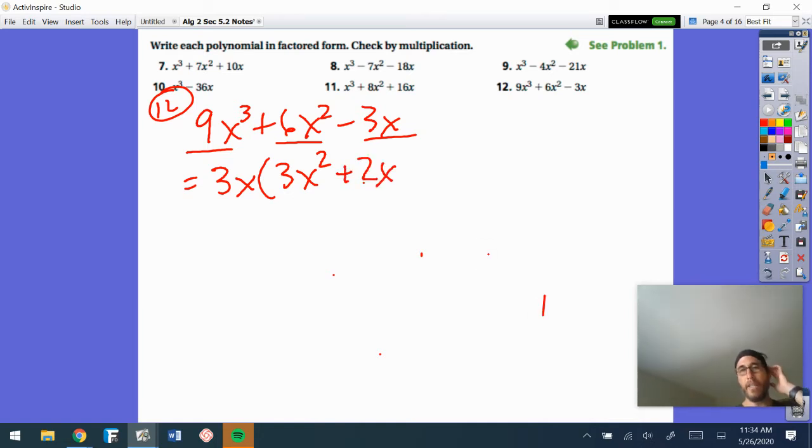Oh my gosh, a lot of students are going to make this mistake. It's a negative 3x divided by, everything goes away, and people think they just go away. It just doesn't go away. Remember, it's division. So a negative 3x divided by a positive 3x is a negative 1.